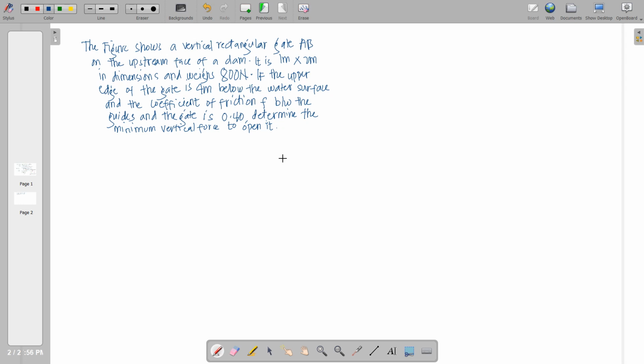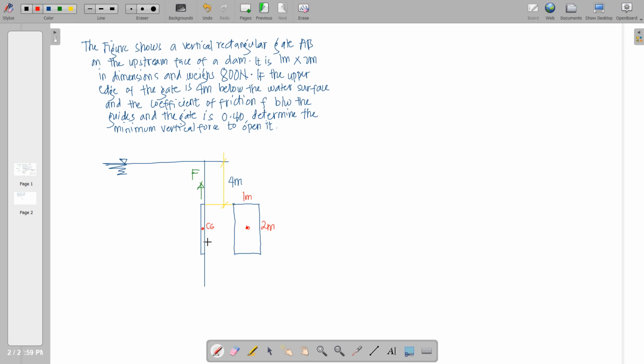So here's the figure. Say we have here the upstream face of the dam, this one. So we have here the dam wall, and then of course a gate here. Between this gate there will be a guide here that would hold this enclosure of this opening. So we need to apply a vertical force to open it. That will be our vertical force. And the dimension of this vertical gate is 1 by 2 meters.